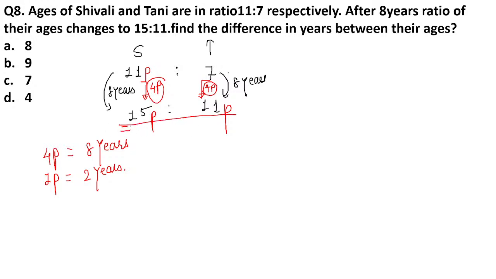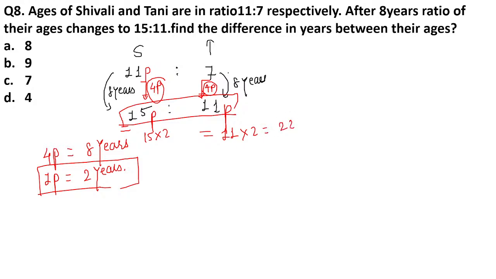If they ask you the current ages, please put the values in this form. That is 15 parts means 15 twos are, because one part is equal to 2 years. So 15 parts will be equal to 15 into 2. Similarly, 11 parts means 11 into 2. But if they ask you what was their age before 8 years, then students, where are you going to put the value here? That is 11 parts, it means ma'am 11 into 2, and 7 parts, it means 7 into 2. Is it clear to you guys?